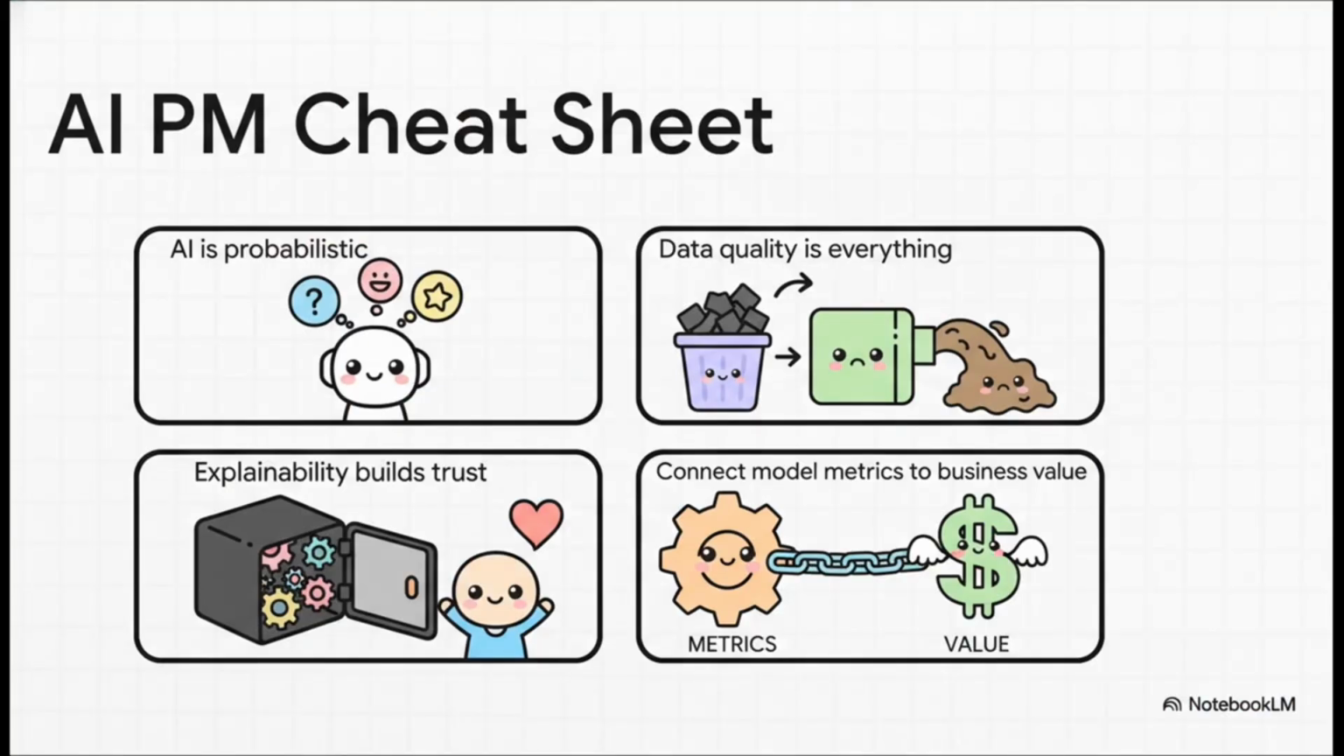So, after all that, what's your cheat sheet? What are the key things you need to remember? Number 1, AI is probabilistic. It deals in maybes. 2, data quality is absolutely everything. Garbage in, garbage out. 3, explainability isn't a feature, it's the foundation of trust. And finally, number 4, always, always, always connect your model's performance back to real, tangible business value.